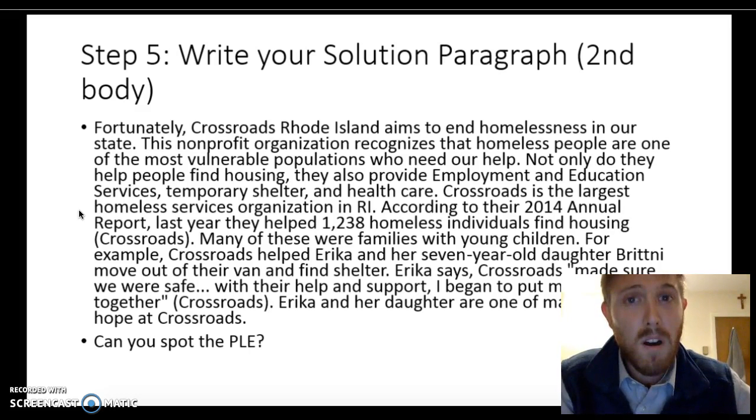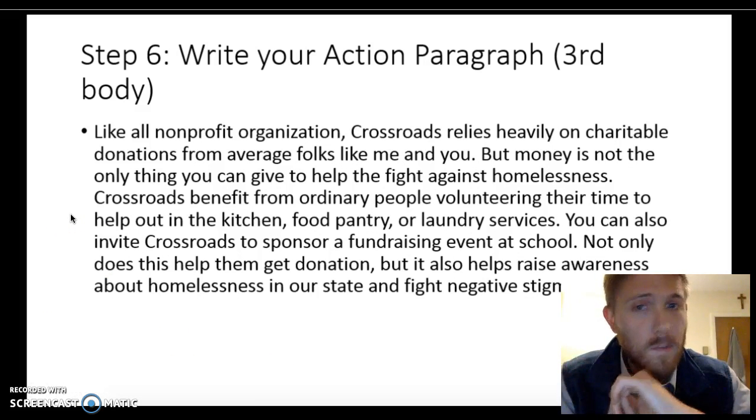So feel free to pause and read my paragraph and see if you can spot the PLE. Moving on to step 6. Next, write your third body paragraph.